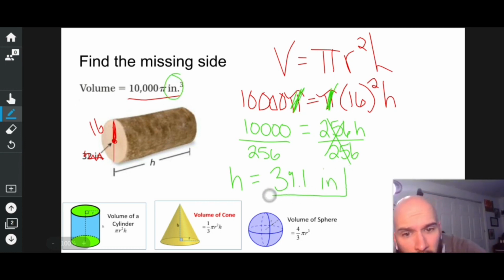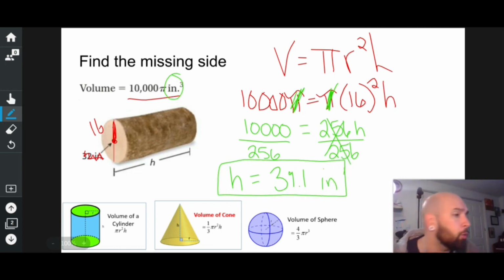Now, why am I not saying inches cubed? I mean, I dealt with volume. I did deal with volume. But I'm finding a length. And if I'm finding a length, it's just going to be regular inches or regular feet or regular meters or whatever it is I have to deal with. Okay, so if I'm asked to find the missing side, I write out the volume formula of whatever I'm dealing with, I plug in what I know, and I work my way backwards.